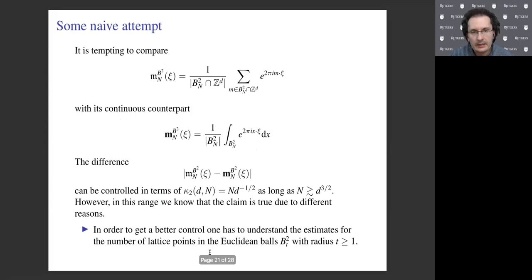And now let me give you a few words about the proof. It's tempting to compare our discrete multiplier with its continuous counterpart. So we would like to control the difference in terms of the isotropic constant, this proportionality constant.